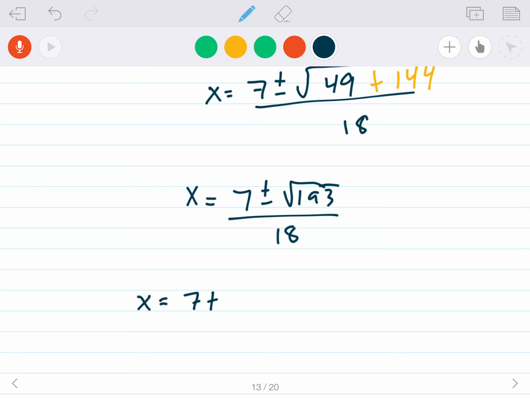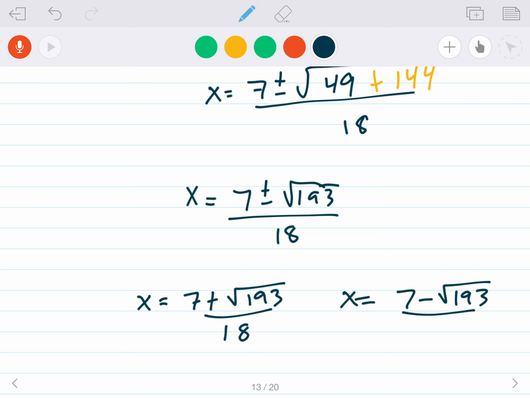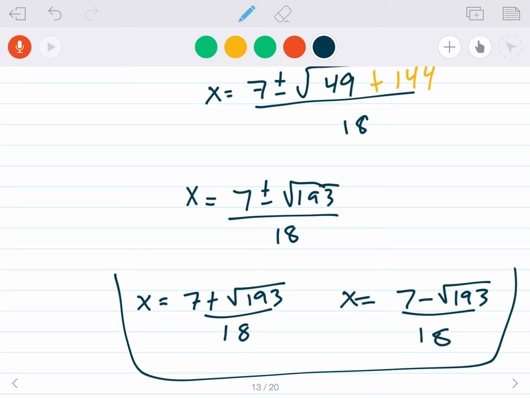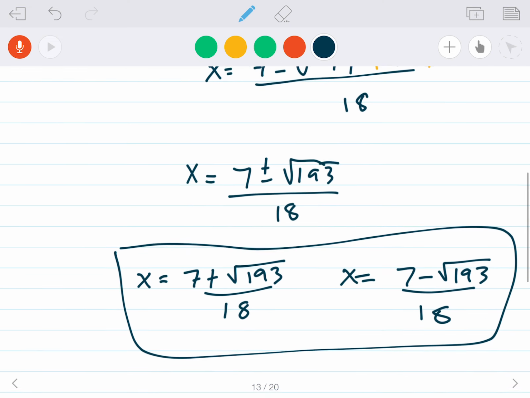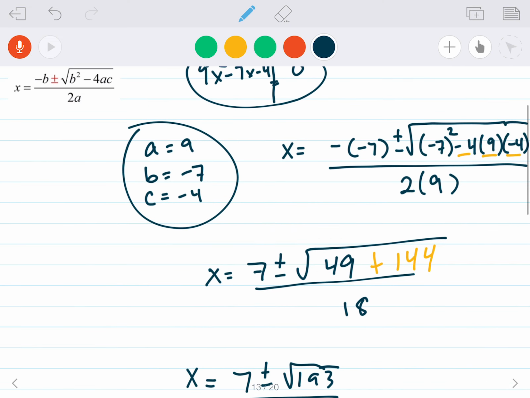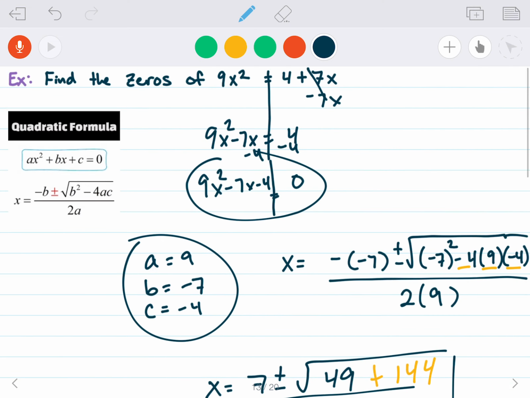We have 7 plus root 193 over 18. And the second place that's going to cross the x-axis is at 7 minus the square root of 193 all over 18. So these are going to be my zeros here, found by the good old quadratic formula, MVP. Never going to let you down. So if you ever can't factor, or if you don't feel like it, you can always use the quadratic formula.